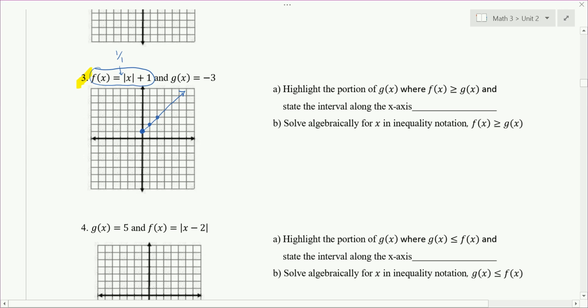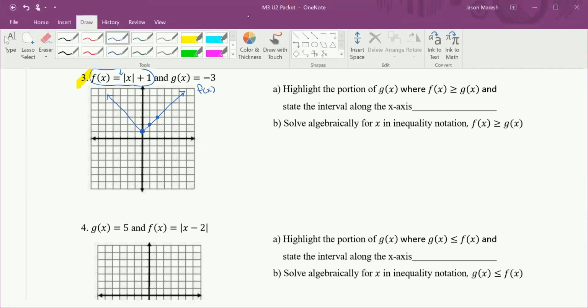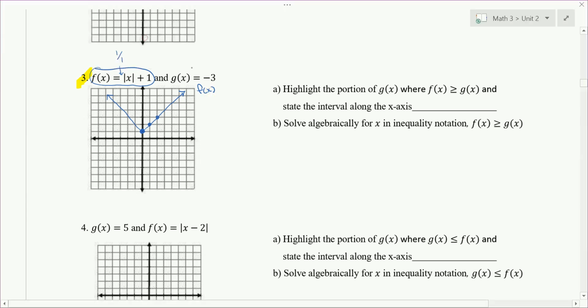And if you reflect that pattern across the vertex, you get your V shape. So that's f of x, and I'll label that f of x. G of x, I'll do in green, is g of x equals negative 3, so the y value is stuck at negative 3 down here.